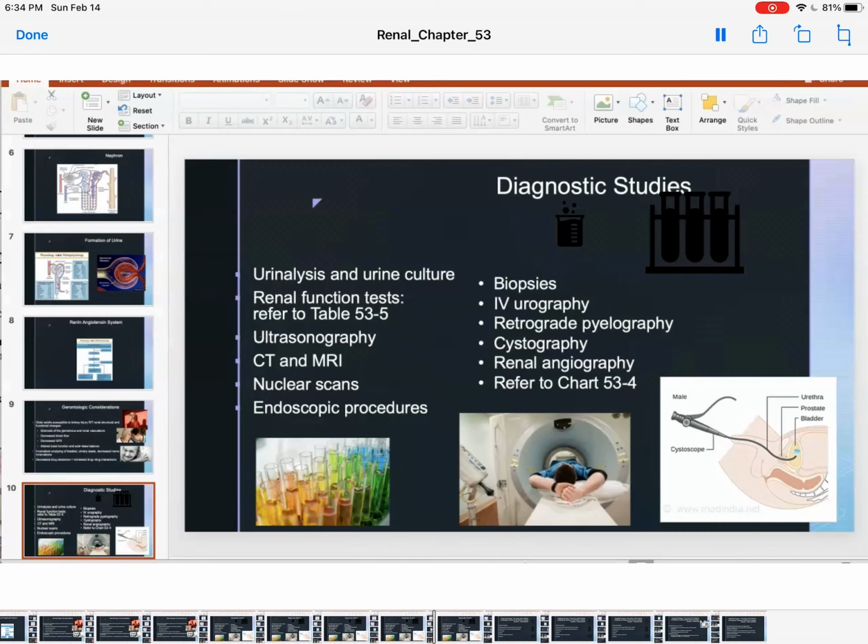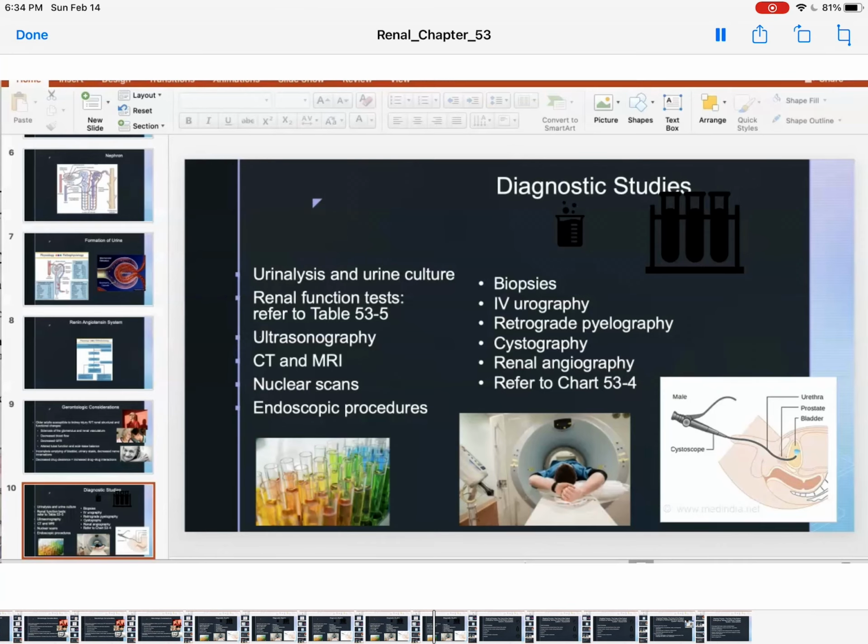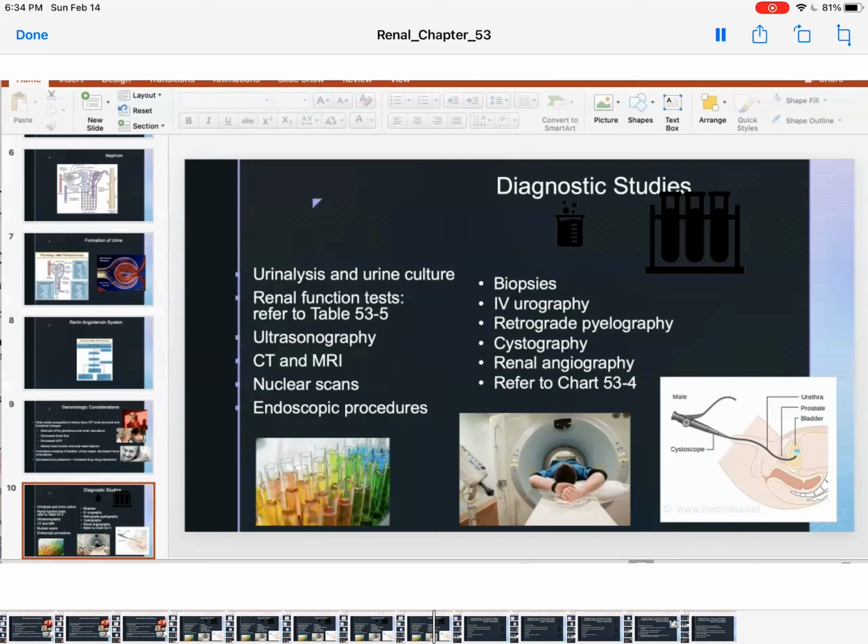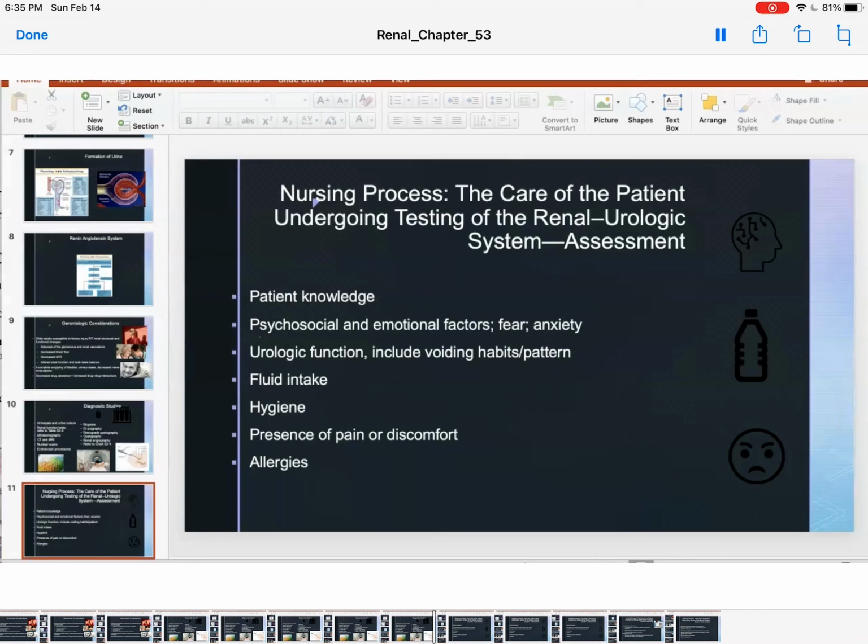During most of those tests, the lower abdomen and genitalia will be exposed. So it's just important to remember to make sure that they have their privacy and that they understand that they may be exposed, so that nothing is unexpected, causing any more anxiety, which leads to the nursing process, the care of the patient undergoing testing of the renal urologic system.